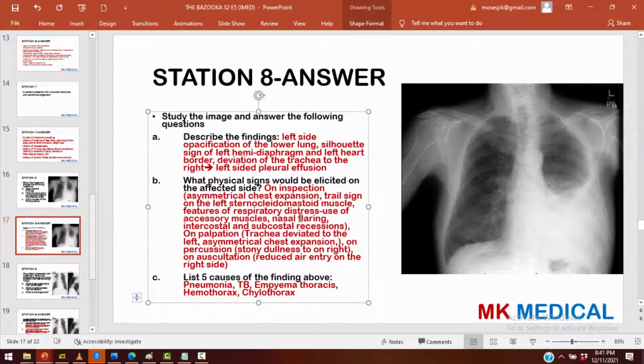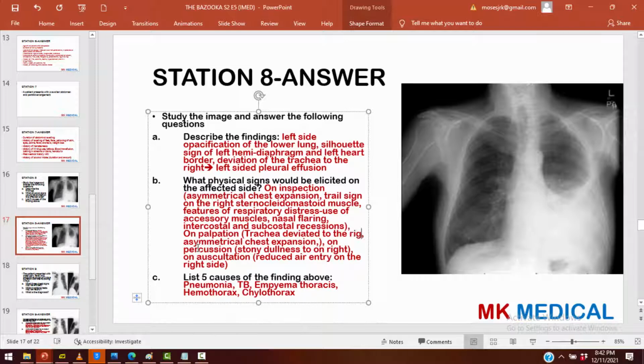And then on inspection, you have asymmetrical chest expansion. You have a trail sign on the right side, meaning that the right border of the sternocleidomastoid muscle is going to stand out. You may have features of respiratory distress, things like use of accessory muscles, nasal flaring, intercostal as well as subcostal recessions. On palpation, you're going to have deviation of the trachea to the right. This is supposed to be to the right.